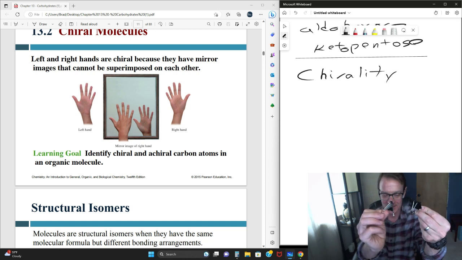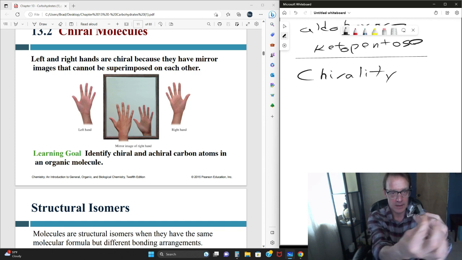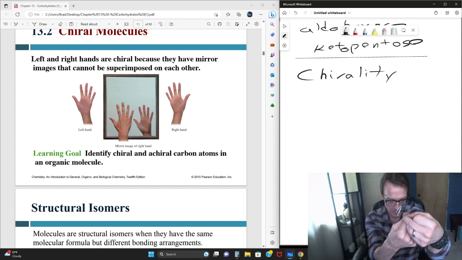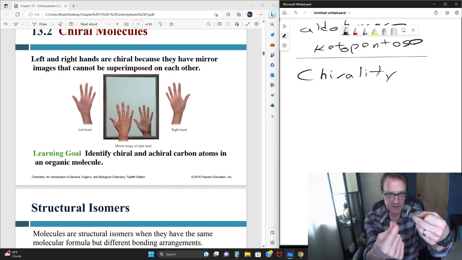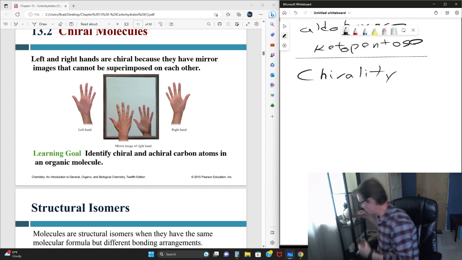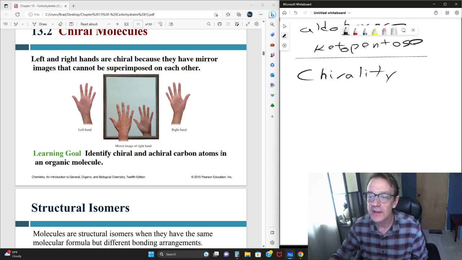Everything's moving backwards. Okay. And so the mirror image of that one and that one, you can rotate around and superimpose them on top of one another. So they're indistinguishable. The mirror images are indistinguishable from one another. And those are what are called achiral, if they are superimposable like that. Okay. That's the idea behind it.